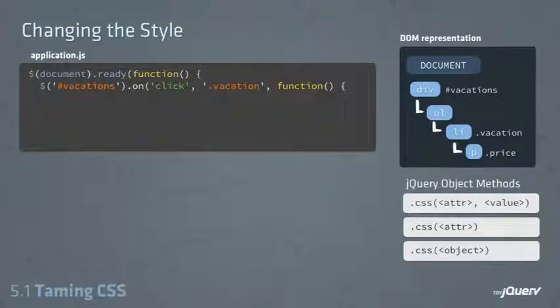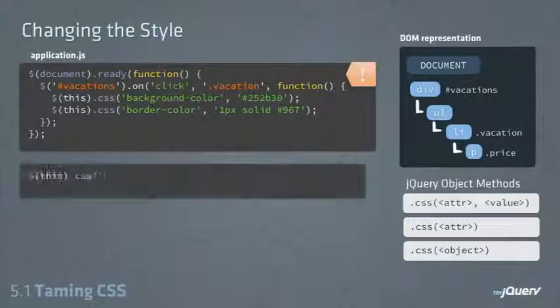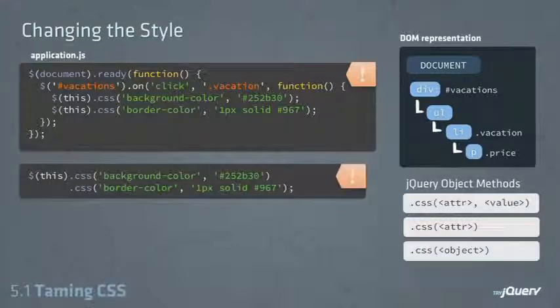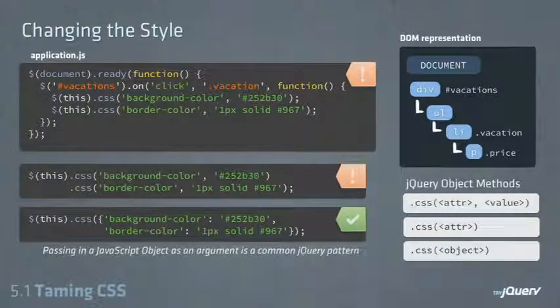In our example, we could set the background color for this current li to this hex code. We could also set the border color to 1 pixel solid with this color. We could also do this in one line by method chaining these both together, like so. However, the cleanest way to do it would be to simply send in a JavaScript object. In this case, having a series of keys and values with just one argument, which is that JavaScript object.